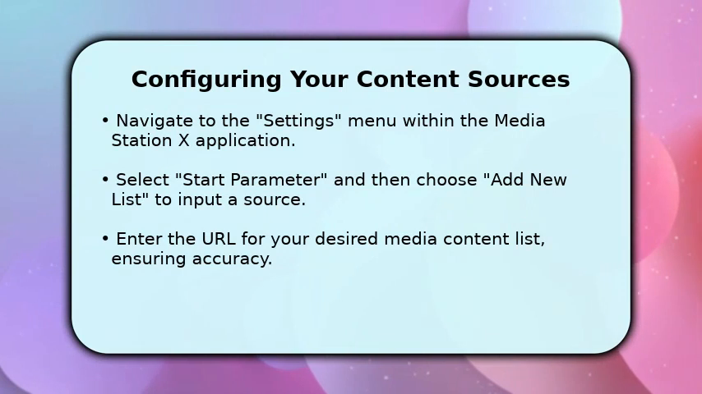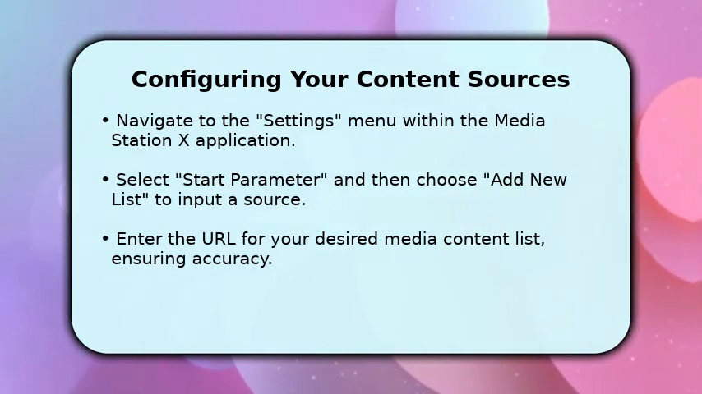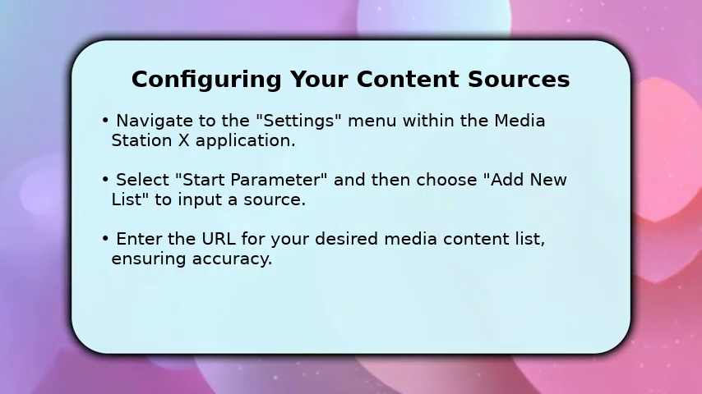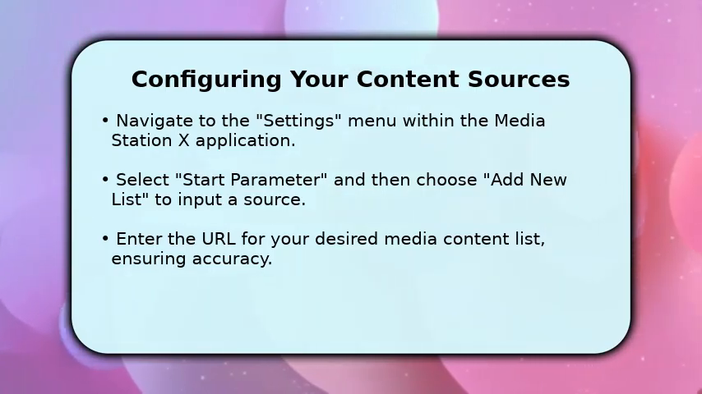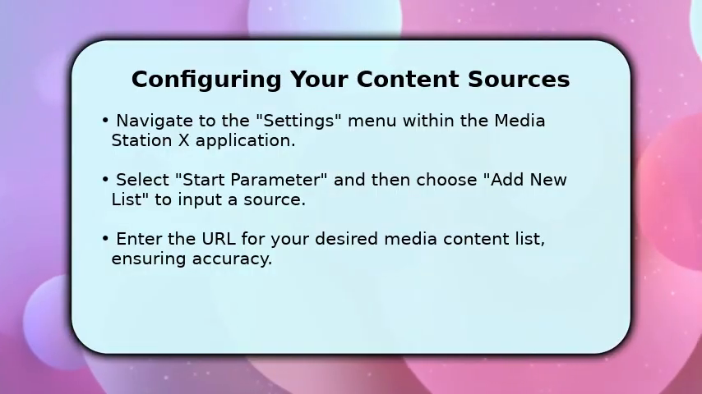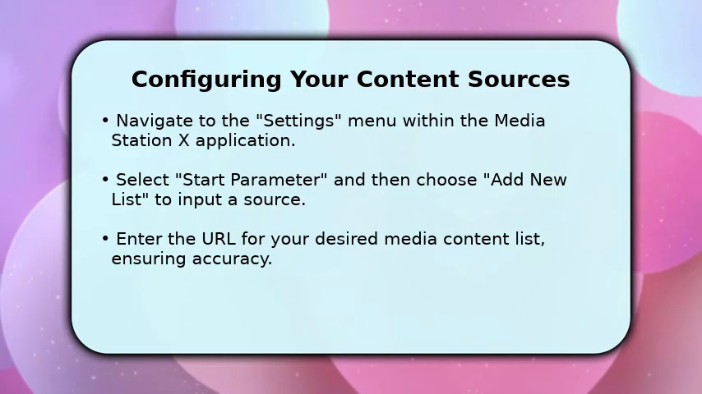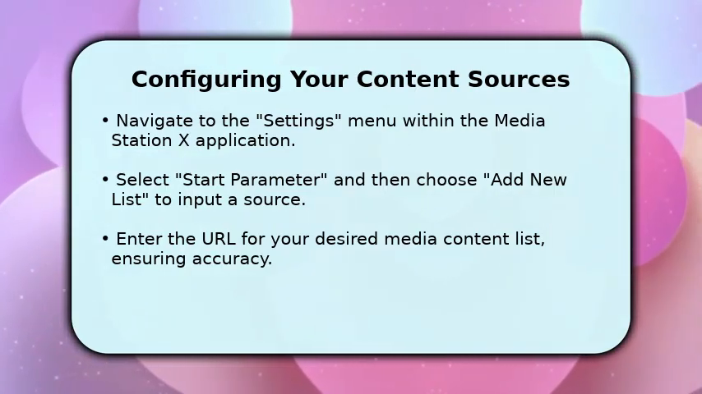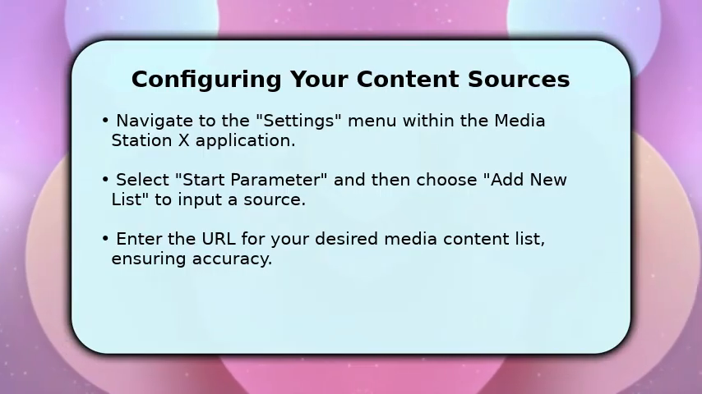Now let's add your content sources. From the main screen, go to Settings, then find Start Parameter. Here, you'll see an option to Add New List. This is where you'll input the web address for your media content. It's vital to type the URL precisely, including all characters, to ensure the content loads correctly. You can add multiple lists, allowing for a diverse media library.